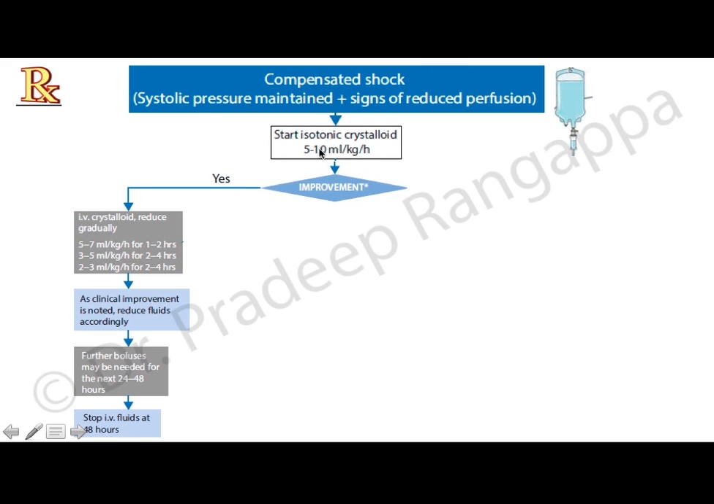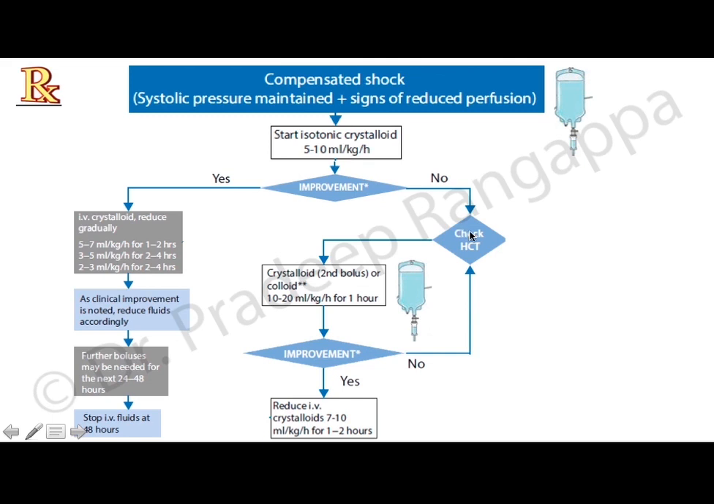But if you start with 5 to 10 ml per kg and there is no improvement in the fluid status, then you check hematocrit, and if hematocrit is high, you increase from 5 to 10 to 20 ml per kg per hour for 1 hour, and again assess for improvement. If there is no improvement, again you check hematocrit, and then you may have to further increase your crystalloid boluses. But if there is improvement, again you reduce IV crystalloids and go to this protocol. So again you go to 5 to 7 ml per kg and slowly wean it to 2 to 3 ml per kg per hour. I think the phase we see in the ICU is typically this.